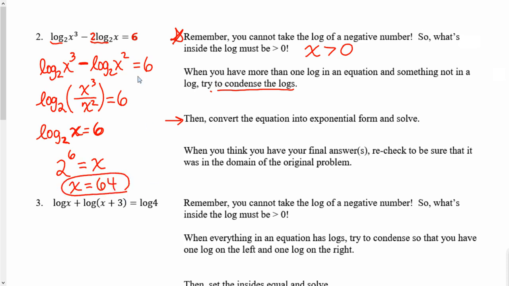That's a fine answer because my only rule up here at the top was that x had to be greater than or equal to 0. Just greater than, actually.